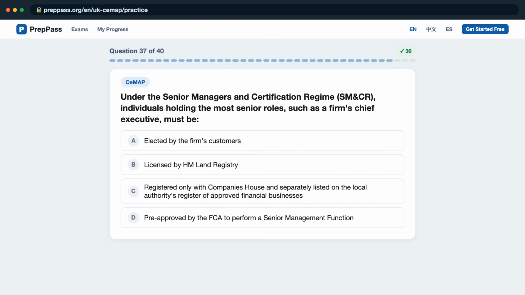Question 37. Under the Senior Managers and Certification Regime, SM and CR, individuals holding the most senior roles, such as a firm's chief executive, must be, is it A, elected by the firm's customers? B, licensed by HM Land Registry? C, registered only with Companies House and separately listed on the local authority's register of approved financial businesses? D, pre-approved by the FCA to perform a senior management function?